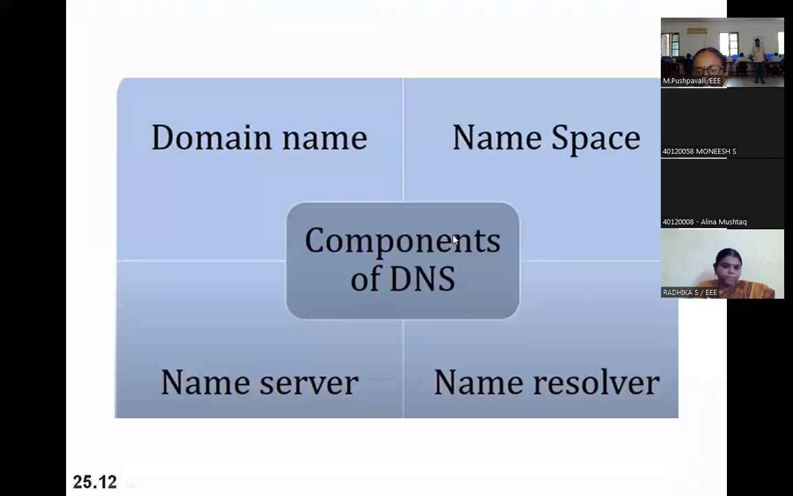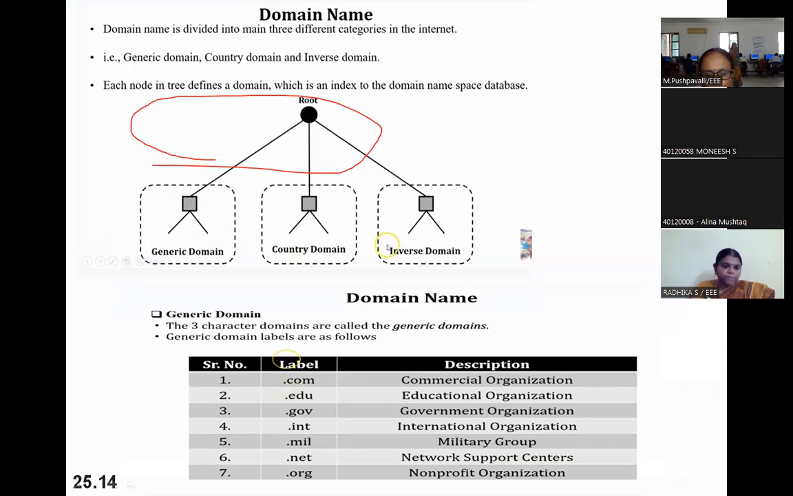We know the components of DNS, the domain name system. First, we are going to see the domain name. Take down this: we have three names, generic name, country name, inverse name. A generic name contains only three characters. The three character domains are called generic names.